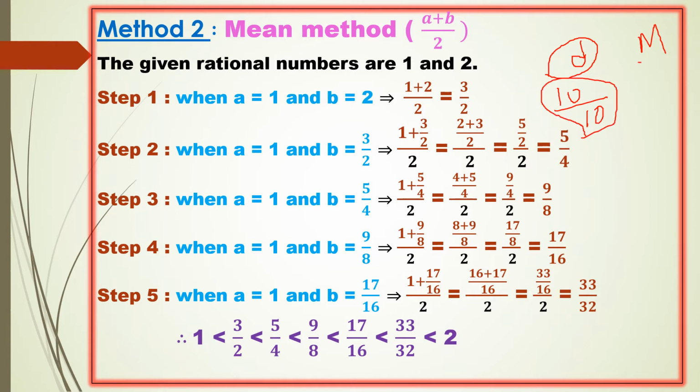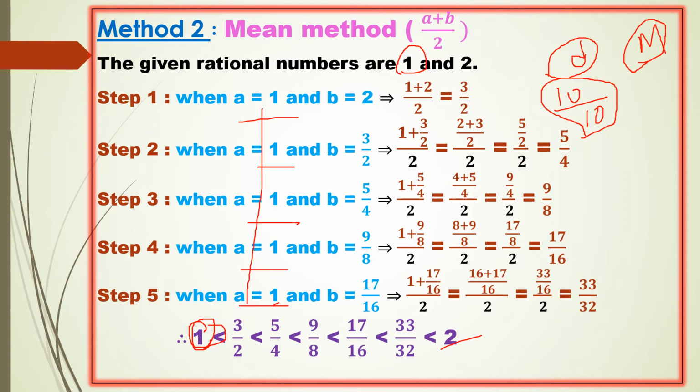Okay. Now the next one is the mean method. Take a as whatever value he gave first. Same, a will not change, because we are finding rational numbers between 1 and 2. 1 and 2 means they should be greater than 1. So I will take a equal to 1 every time.